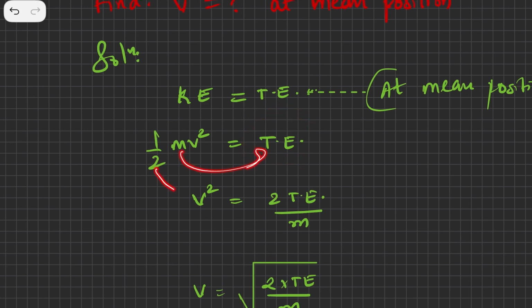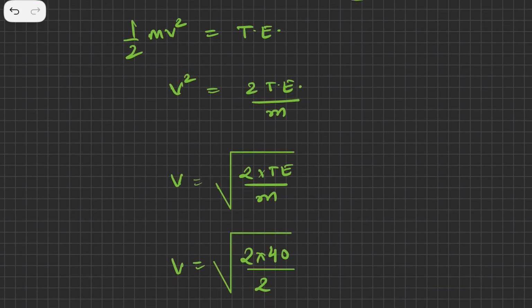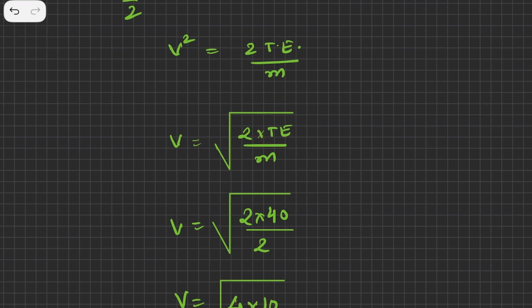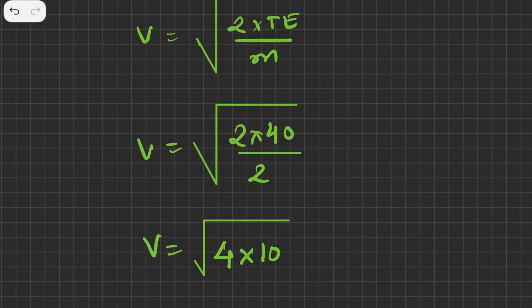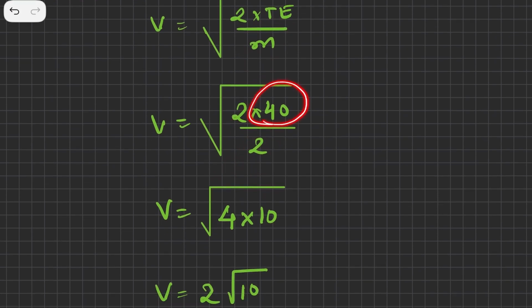This m and 2 go to the other side, so 2 goes to the numerator and m comes to the denominator. Now I don't want the square, I want a root, so I will take the root of v square. The square and root get cancelled and there will be a root on the right hand side. Now I am ready to put in the values. The value for total energy is given as 40, and the value of m is given as 2 kg, and this 2 and 2 get cancelled out, and what remains is only root 40.